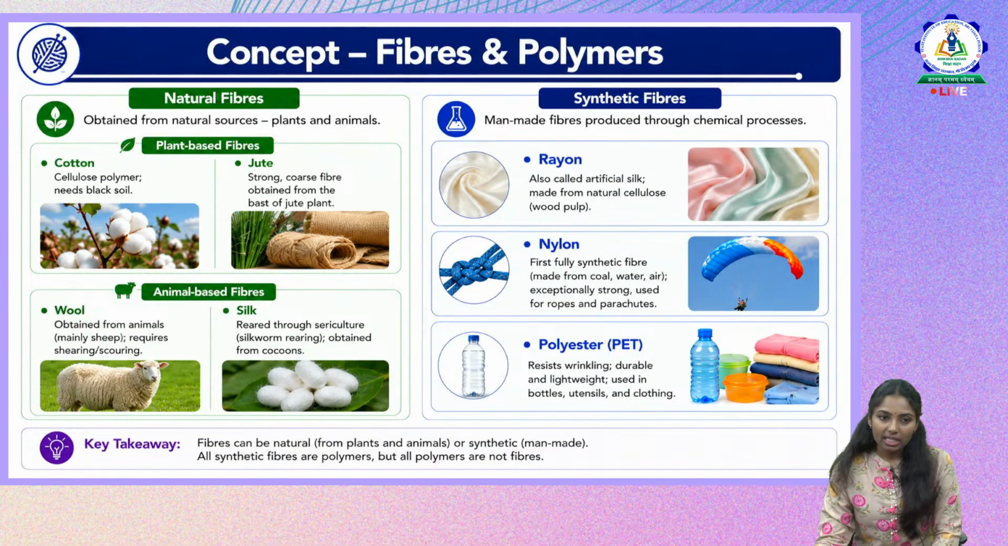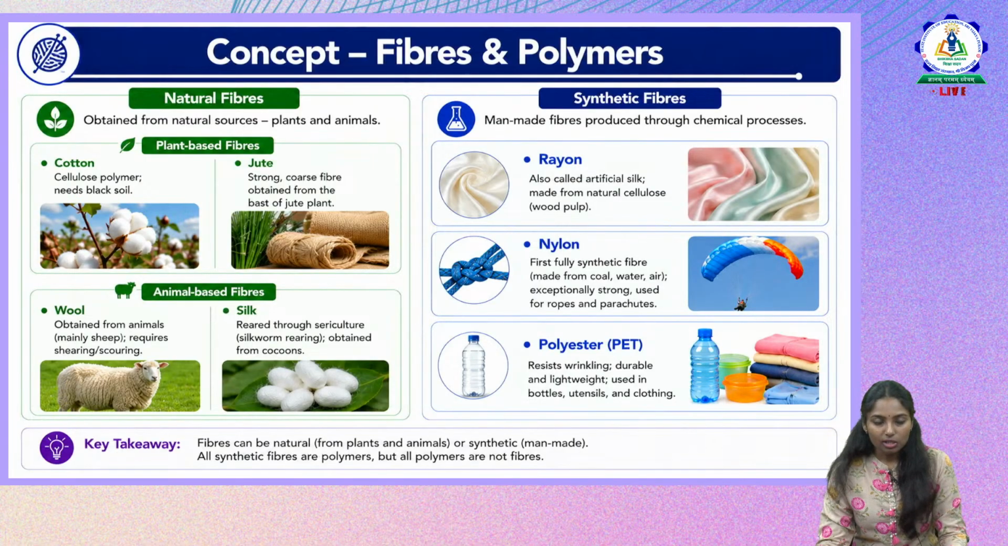So natural fibers, as we know, are obtained from plants and animals. Cotton is obtained from plants that are grown in black soil. Jute is a very coarse fiber that we get from the jute plant. Then wool is obtained from animals. And there were questions asked regarding the process of obtaining wool, that is shearing, scouring, when it is done, the process or the steps behind it.